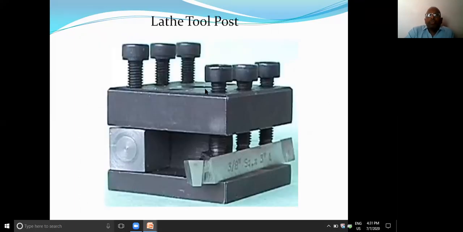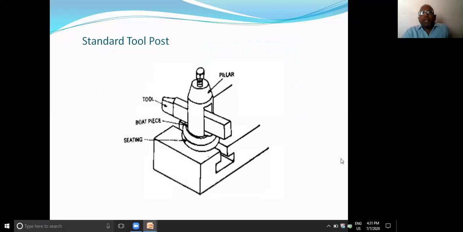So this is the four-way tool post. The placing of cutting tools in this lathe tool post is in four ways: 1, 2, 3, 4 corners. That means simultaneously two or more, up to 4 cutting tools, are placed over the lathe tool post. In the previous one, it is not possible to place more than one.